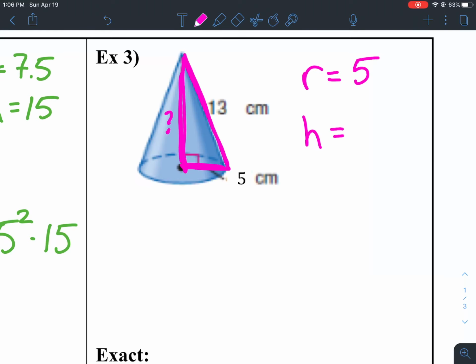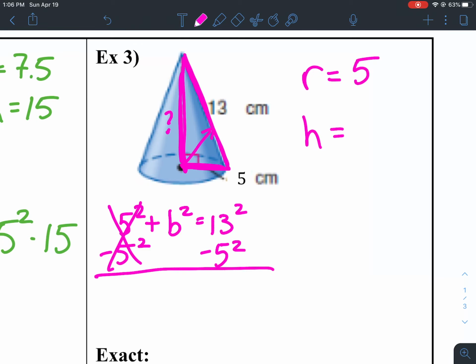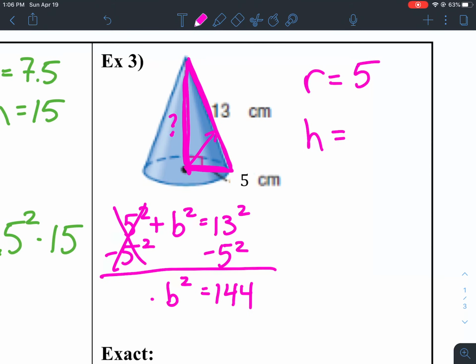Since 13 is the slant height, we want to do Pythagorean theorem in order to figure out our height. We see 13 is the hypotenuse, so this is going to be 5 squared plus b squared is 13 squared. We subtract 5 squared from both sides. B squared equals 13 squared is 169, 5 squared is 25. This comes out to be 144. And when we square root that, we end up getting that B is 12. Okay, that is our height.